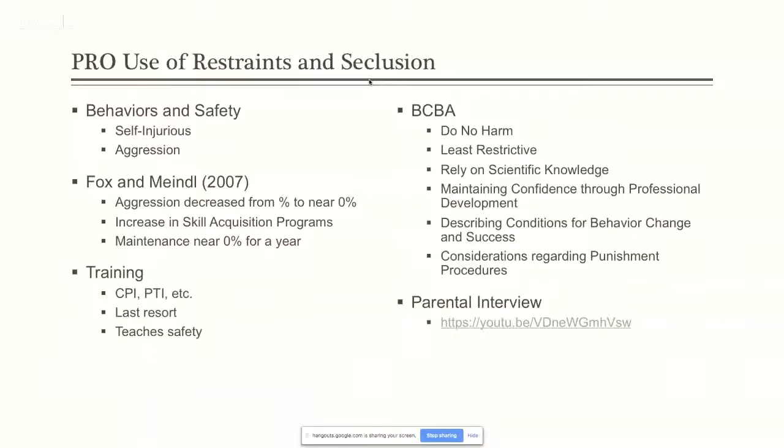Supporting this claim, myself, Sony, and Jen found a study that was conducted by Richard Fox and James Mindell, in which a behavior plan was created to address the aggressive behaviors of a 13-year-old boy with autism. The plan put in place included consistent and frequent positive reinforcement, a token system that allowed the child to make choices, response cost, overcorrection, and when needed, physical restraint.